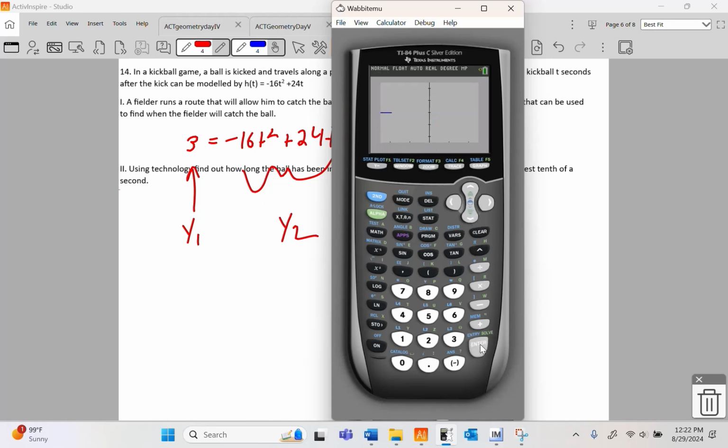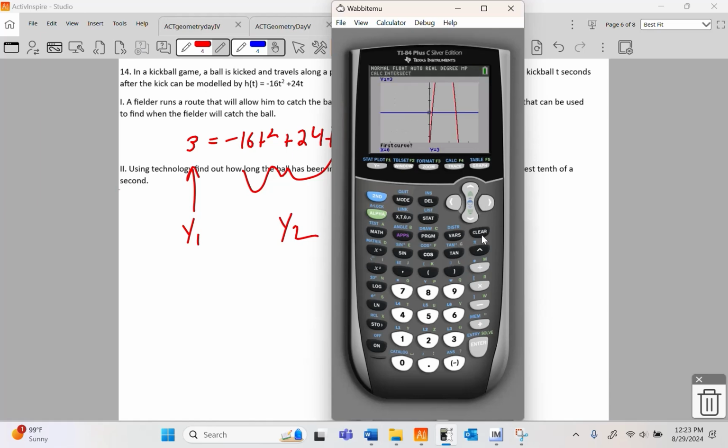There's actually 2 answers to this question. Only one of them makes sense, unless he's just really close. So you have this first intersection that happens almost immediately. That's as though the kid is standing in front of the kicker. And then you have this answer over here that makes more sense because they're talking about a fielder, somebody out in the field. But let's go ahead and get both answers so we can talk about them.